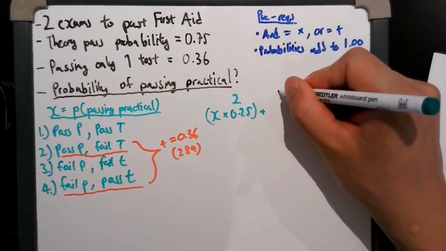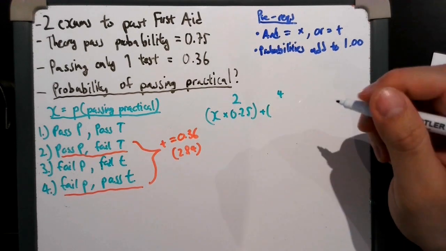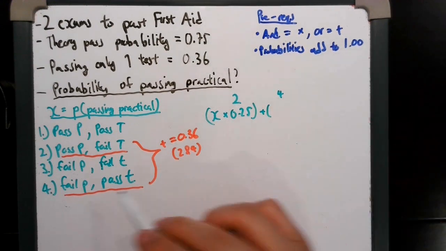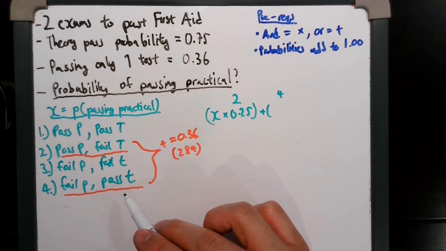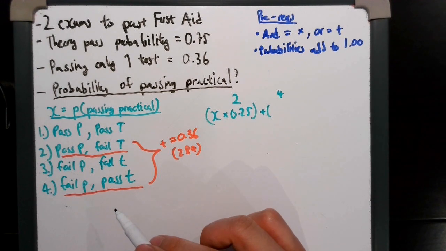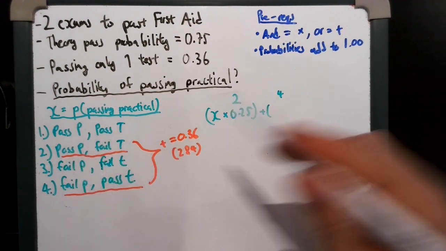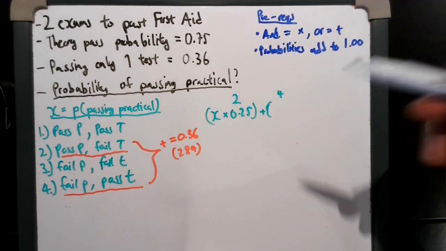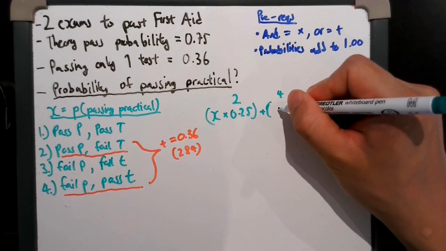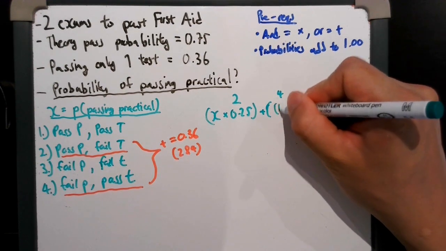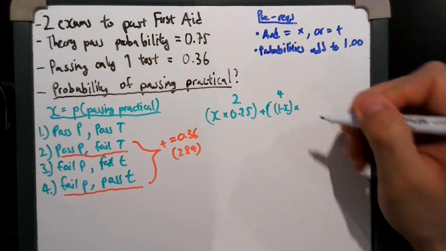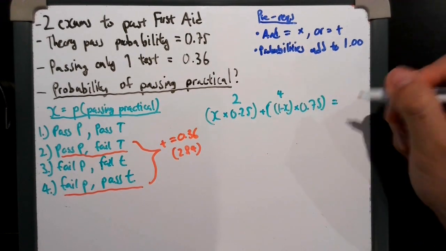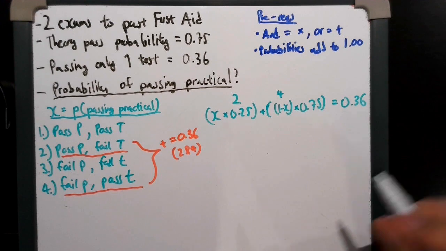So then plus scenario 4. Fail practical, pass theory. So failing practical is going to be 1 minus x, because you can only pass or fail the practical, so both of them add up to 1. So it involves 1 minus x times 0.75, because it's passing theory. That equals 0.36 based on the information we've been given.